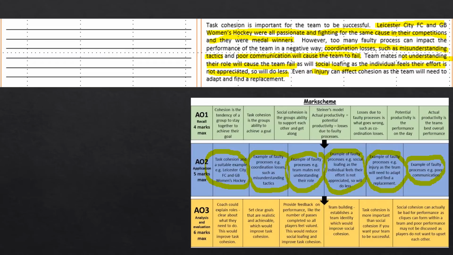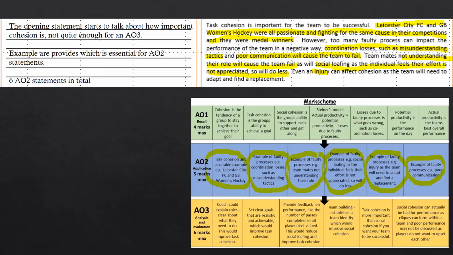So guess what makes this a good answer in terms of my examiner's commentary column? Well, the opening statement starts to talk about how important cohesion is, but it's not quite enough yet for an AO3. Examples are provided, which is essential for AO2 statements, and as we can see in the mark scheme, there have been 6 examples provided. Now in total, like I've already said, 6 AO2 statements have been made, which we know is more than you need, because you only need 5 AO2 statements to get the maximum AO2 marks. Keep watching for your next set of instructions.